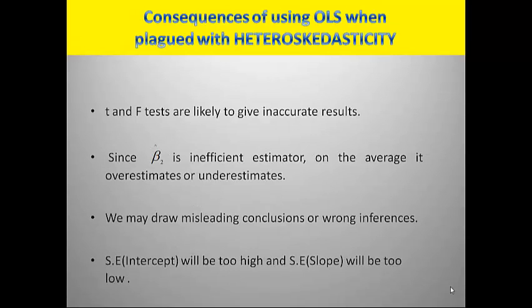So what are the consequences of using OLS when plagued with heteroskedasticity? Usually, t and F tests are likely to give inaccurate results. Since beta 2 cap is an inefficient estimator, on average it overestimates or underestimates. So on that basis, we may draw misleading conclusions or wrong inferences, because the standard error of the intercept will be too high and the standard error of the slope will be too low.